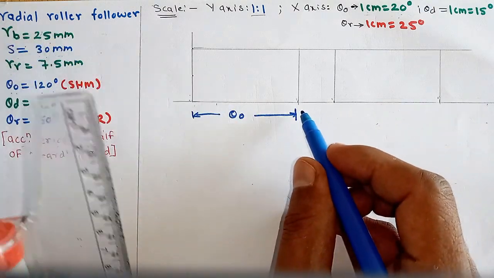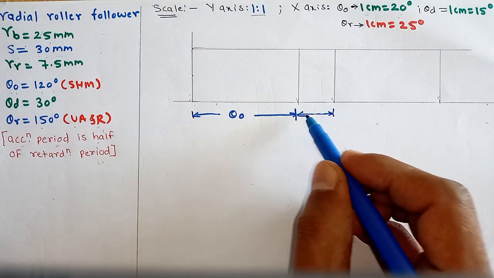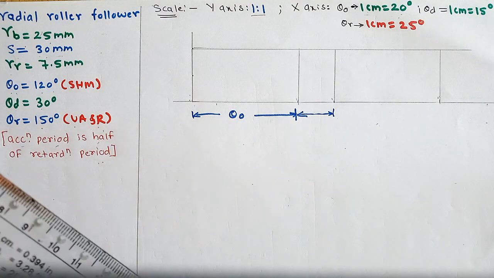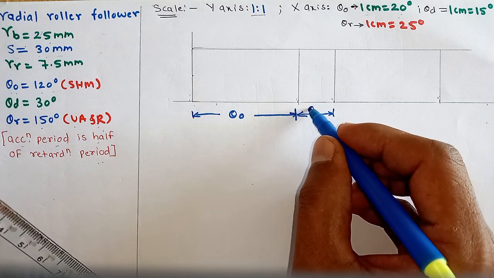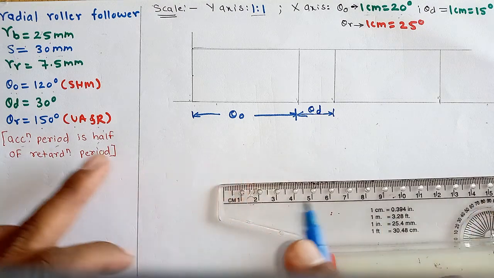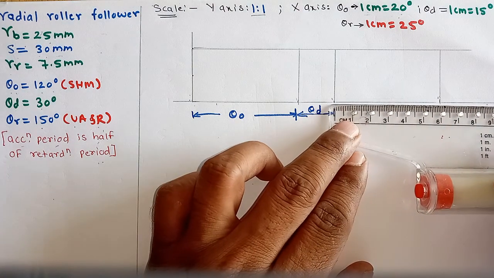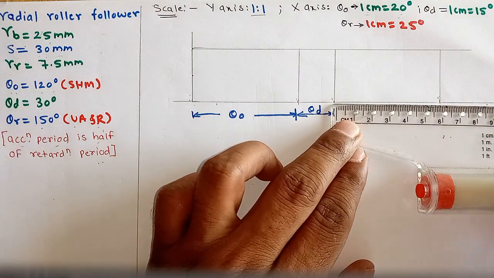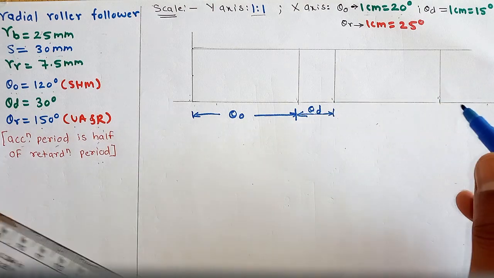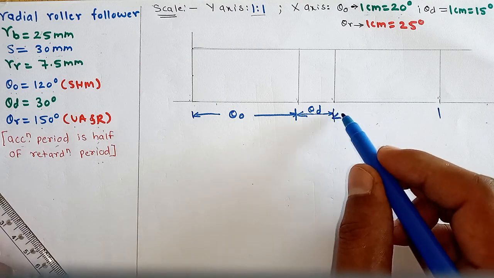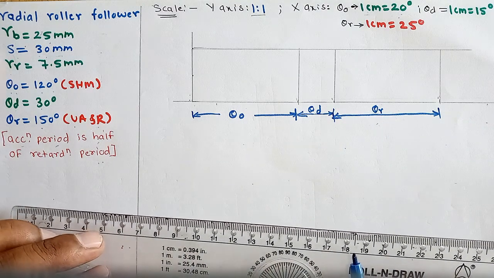The next is dwell period of 30 degrees. For that, I have used a scale of 1 centimeter equals to 15 degrees. So 2 centimeter will give 30 degrees. So this is dwell period theta D. And this dwell period is followed by a return stroke, during which cam rotates 150 degrees. For return stroke, I have taken scale of 1 centimeter equals to 15 degrees. So 6 centimeter will give 150 degrees. So this is the return stroke angle theta R, 150 degrees, 6 centimeters.